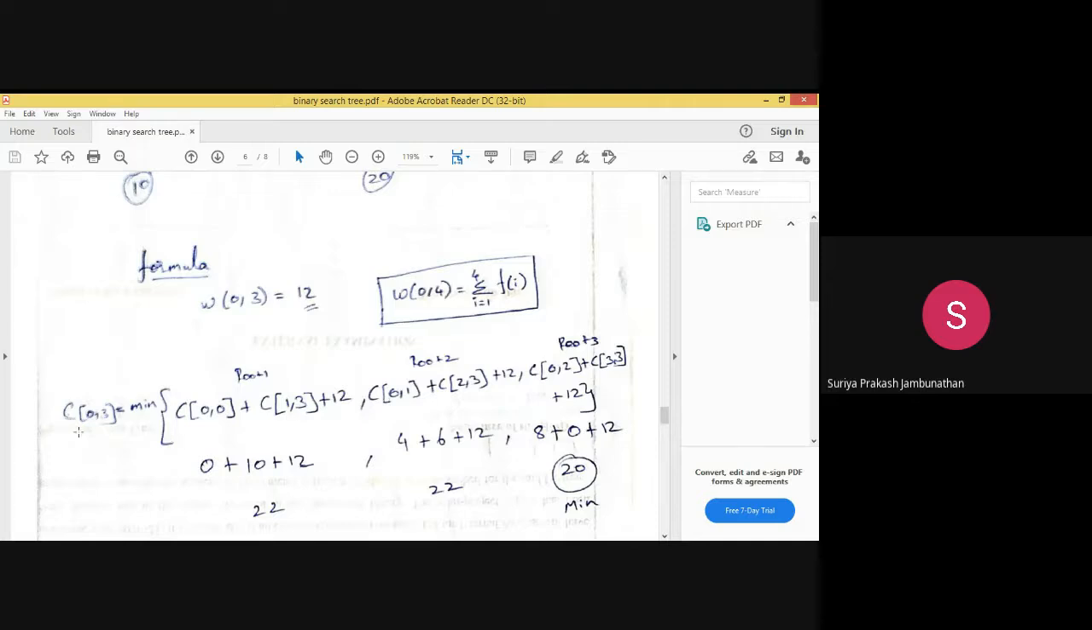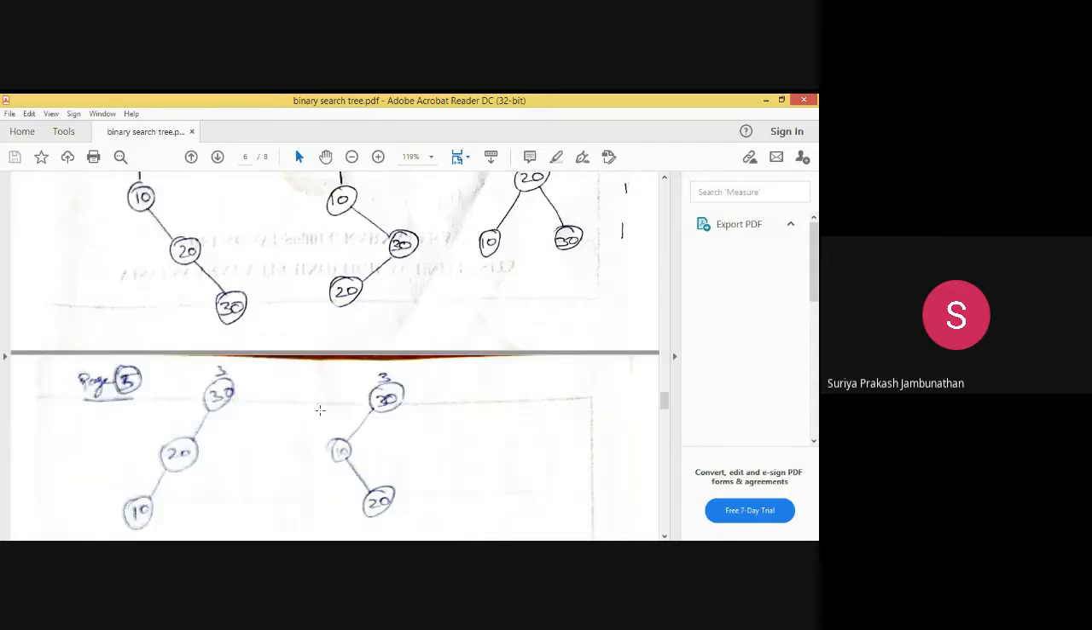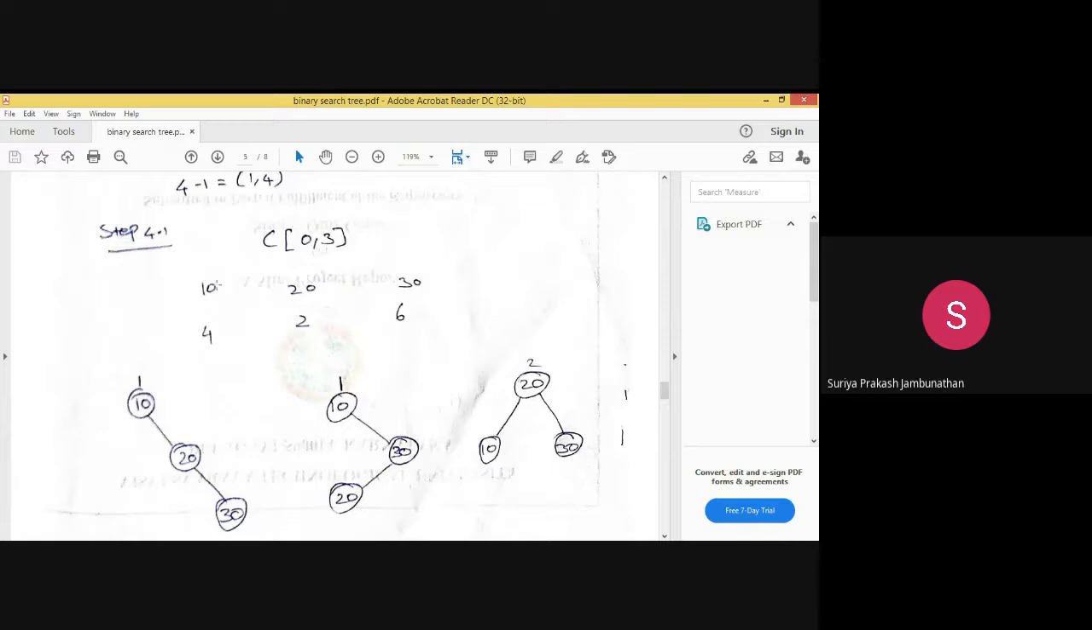Now we are applying the formula: C of 0 comma 3 equal to min of C of i comma k minus 1. So the i value is 0, and k minus 1. What is the k value? The k value is 1 for this one, and here it is 2 and here it is 3. How are we taking this k value? The k value is the root value. For 10 the root value is 1, for 20 the root value is 2, for 30 the root value is 3.